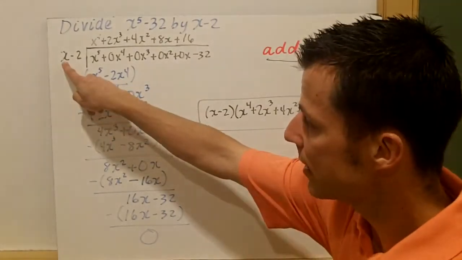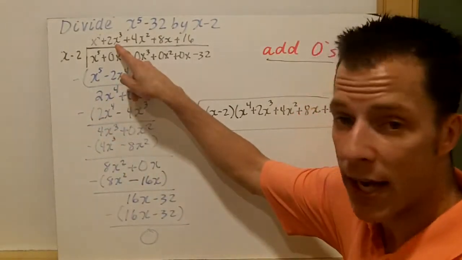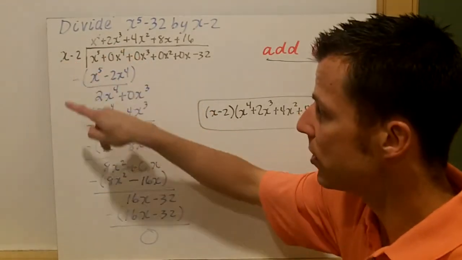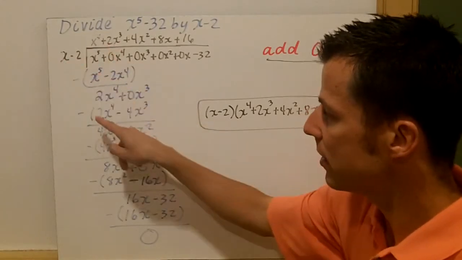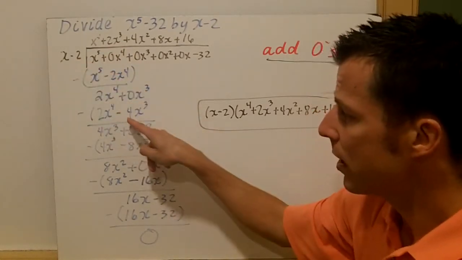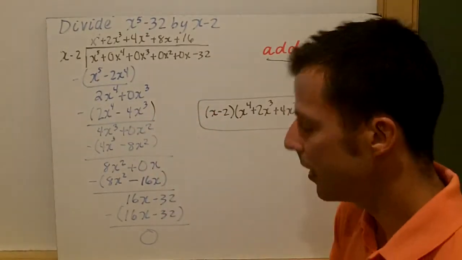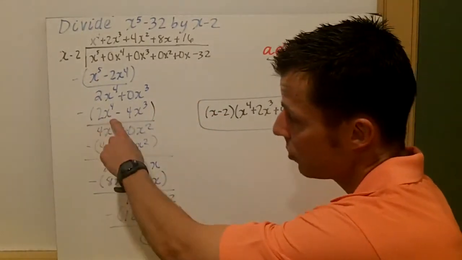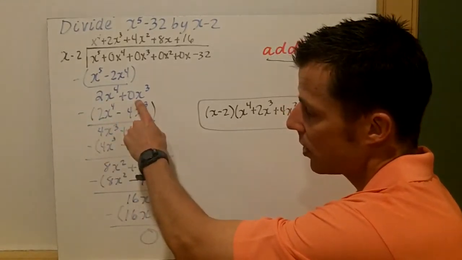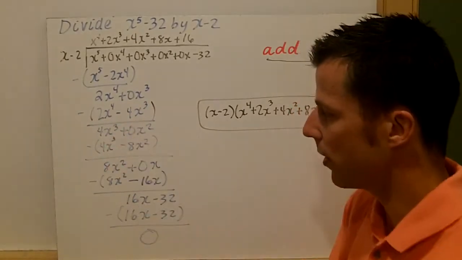So again, we go back to our x and say, well, does x go into 2x to the 4th? It does. 2x cubed times. So I put plus 2x cubed, and I'm going to multiply that 2x cubed to both these terms. 2x cubed times x is 2x to the fourth. 2x cubed times negative 2 is minus 4x cubed. Make sure I get my parenthesis there. Okay? And I subtract off these two terms. So 2x to the fourth minus 2x to the fourth is gone. x cubed minus negative 4x cubed becomes 4x cubed, and I bring down the 0x squared.